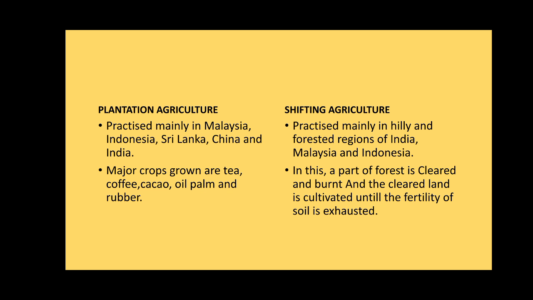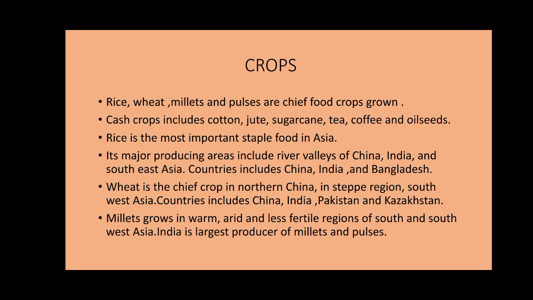Shifting agriculture is basically practiced in hilly and forested regions of India, Malaysia, and Indonesia. In this, a part of the forest is cleared and burnt, and the cleared land is cultivated until the fertility of the soil is exhausted.